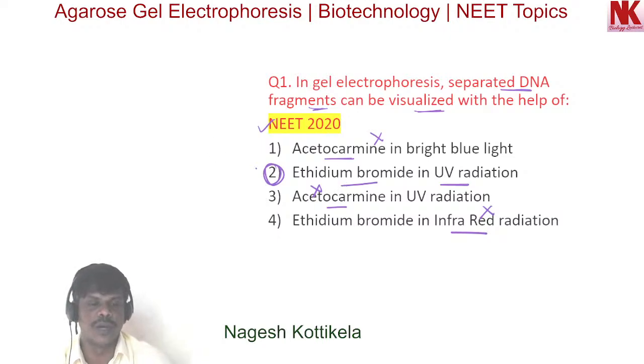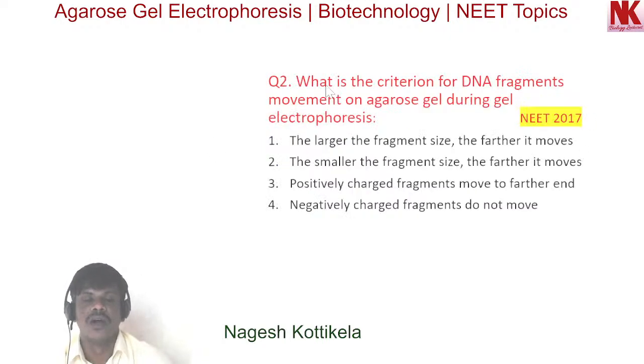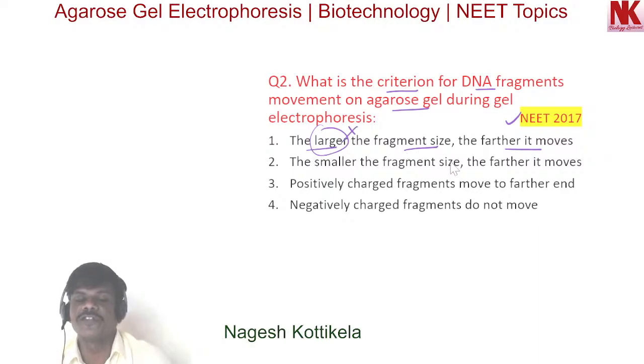Now one more question from this topic. What is the criterion for DNA fragments movement on agarose gel during gel electrophoresis? This question was asked in NEET 2017. Option 1, the larger the fragment size, the farther it moves. No, this is wrong. It should not be larger. If it is larger, it cannot move farther. This is wrong. The smaller the fragment size, the farther it moves.